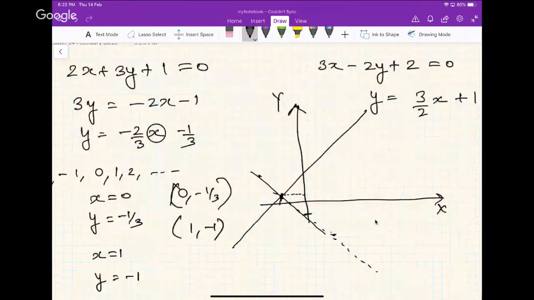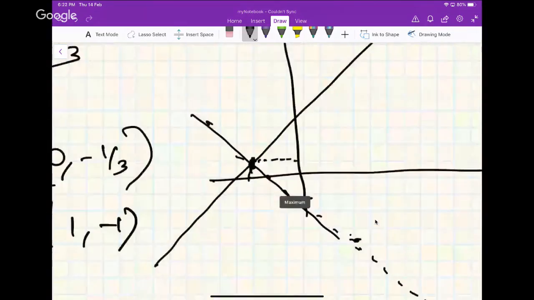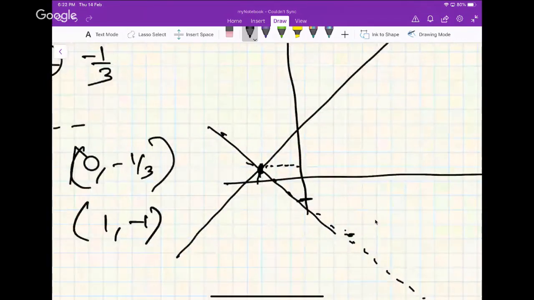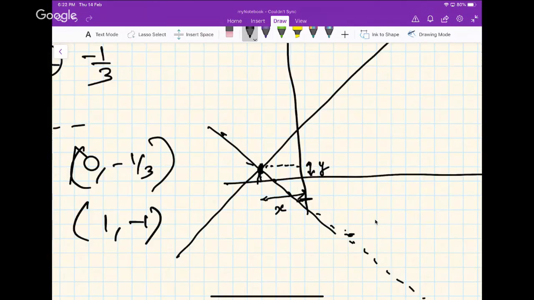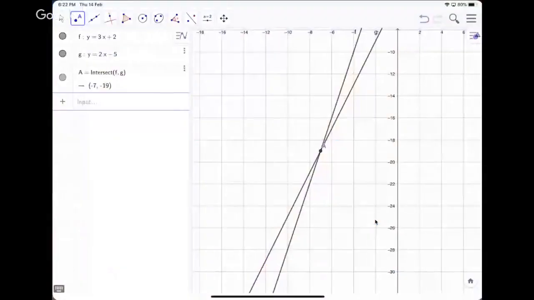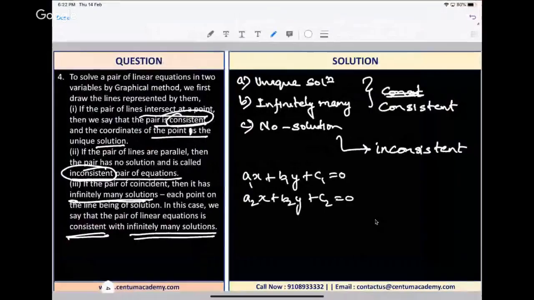So basically, if you see, perpendiculars have to be dropped from here. So this is x and this is y, right? So whatever is the x and y coordinate here, you'll have to write that as the solution. So this is the graphical solution. Okay, fair enough.